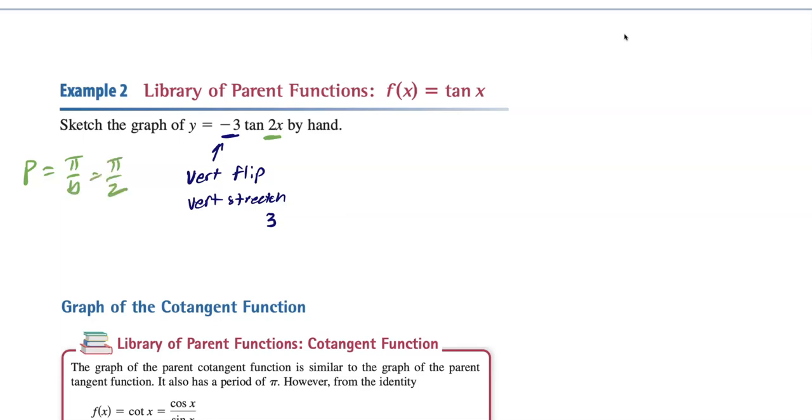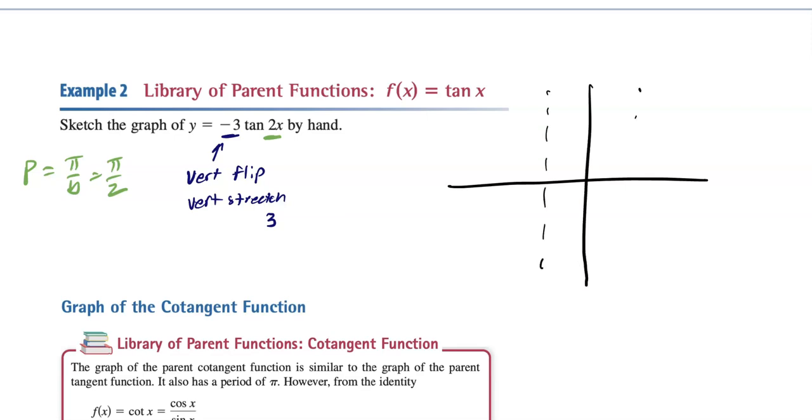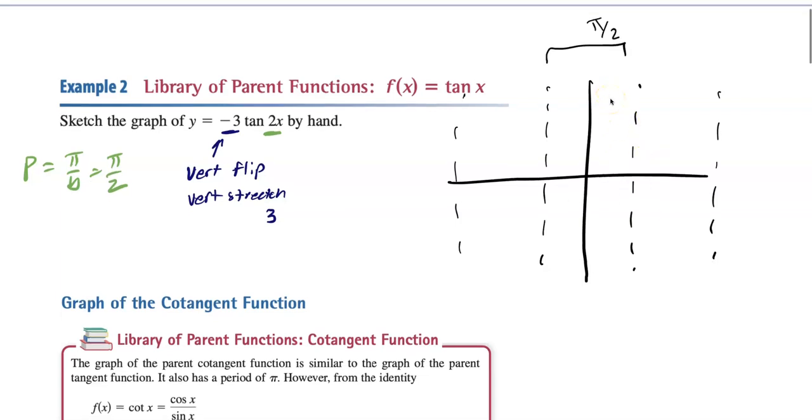So if we were going to graph it, let's say these are my asymptotes. I'll draw another one. Now remember, pi over 2 is the length from here to here. That's my period. From here to here is pi over 2. So divide that by 2, you get pi over 4. So we can go pi over 4 this direction and pi over 4 this direction.